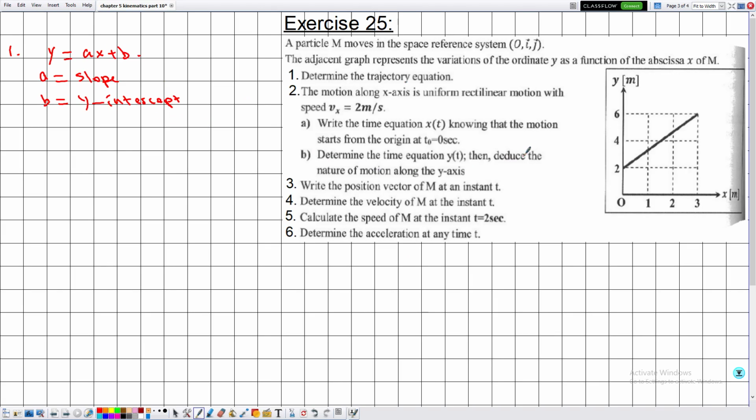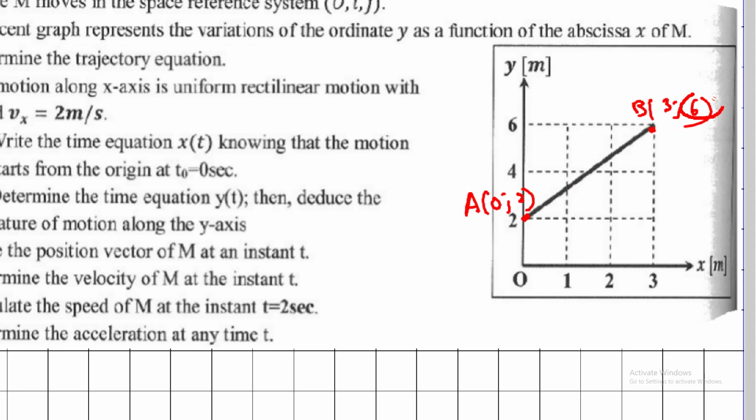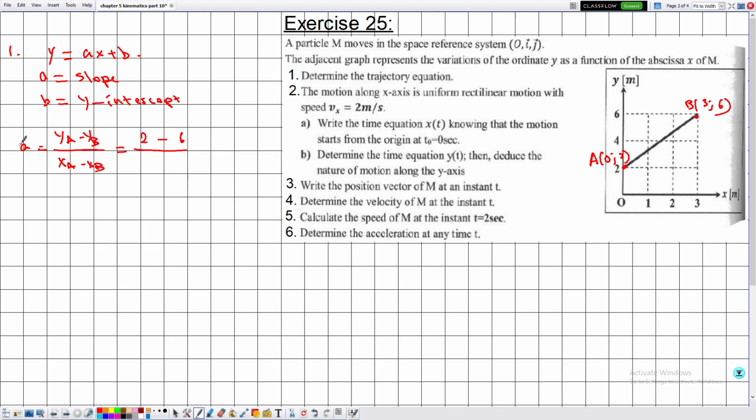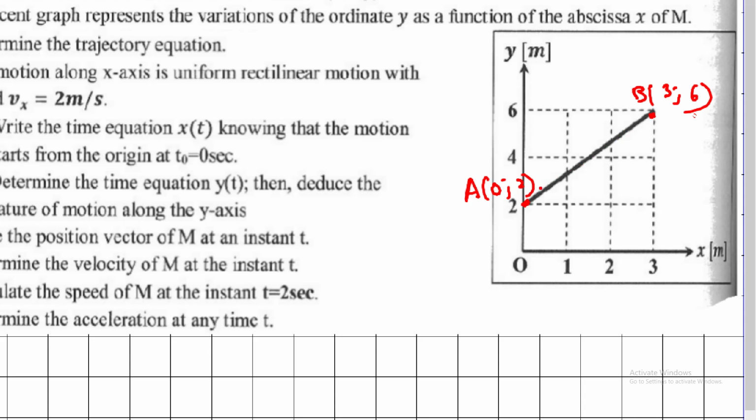Okay, now in this case, in order to determine the slope, it's sufficient to consider 2 points. So let's consider the point A, which is given by (0, 2), and let's consider the point B, which is given by (3, 6). Then the slope a is given by ya minus yb divided by xa minus xb. So the value of ya is 2, the value of yb is 6. Now here we expect that the slope must be positive because notice that this is a straight line with a positive slope, which is increasing.